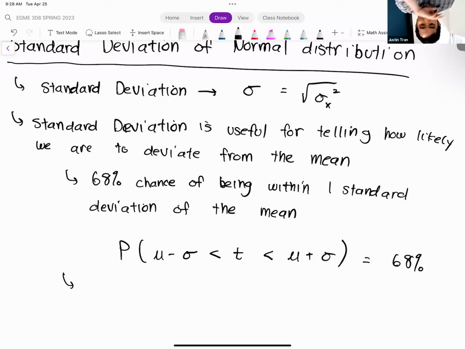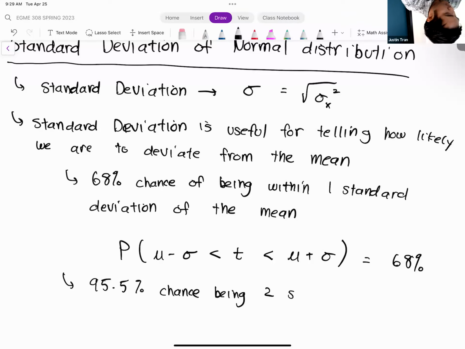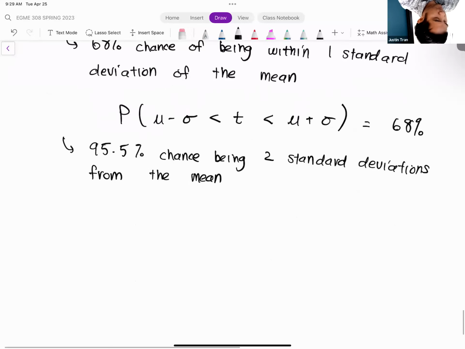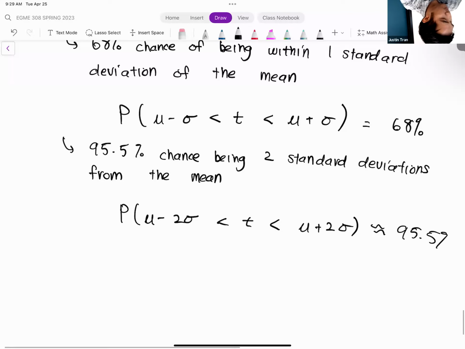If you're talking about two standard deviations from the mean, then you have up to 95.5%. So the probability that mu minus 2 sigma is less than t is less than mu plus 2 sigma is about equal to 95%. Okay.